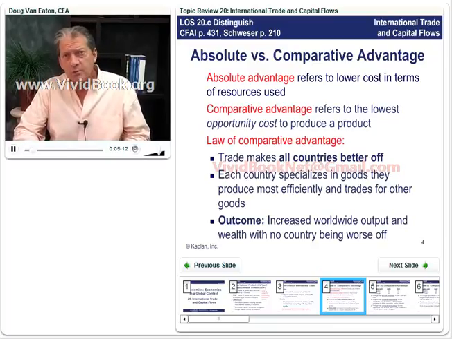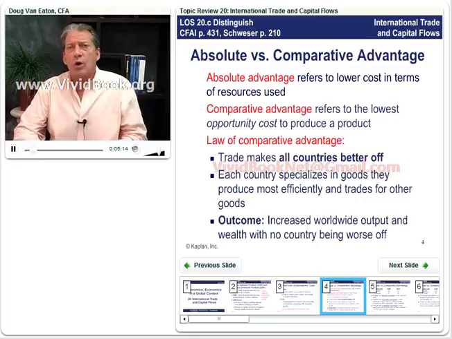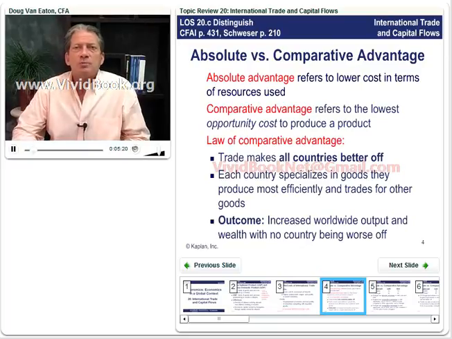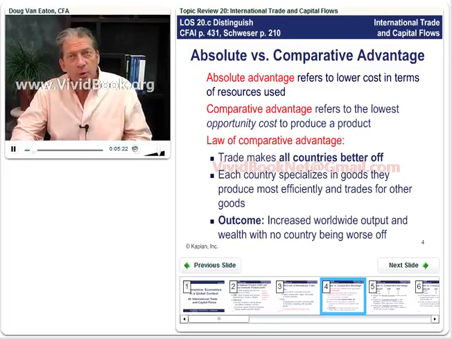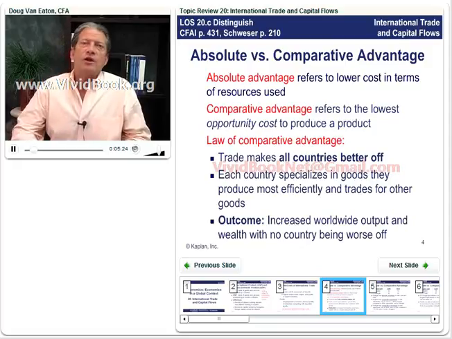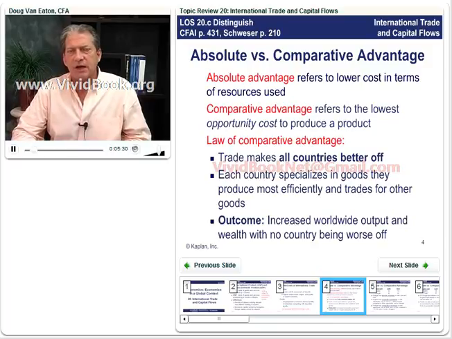So the law of comparative advantage is that trade makes all countries better off compared to no trade. Each country specializes in the goods they produce most efficiently and then trades for other goods. So the countries are going to tend to specialize in the goods for which they have a comparative advantage, and this is where the gains from trade come from. So the outcome is increased worldwide output and wealth, with no country particularly being worse off.